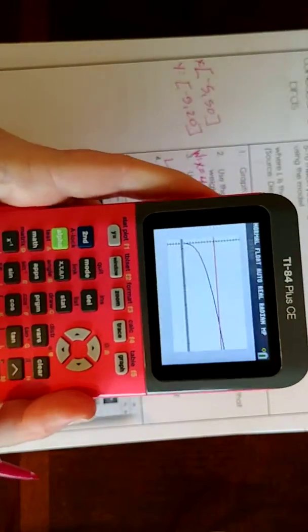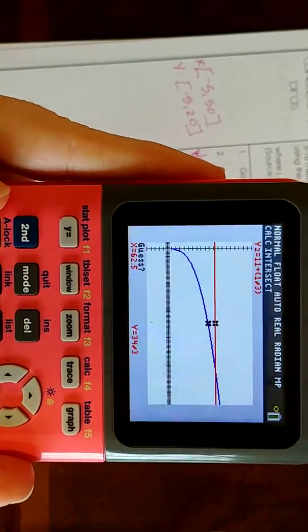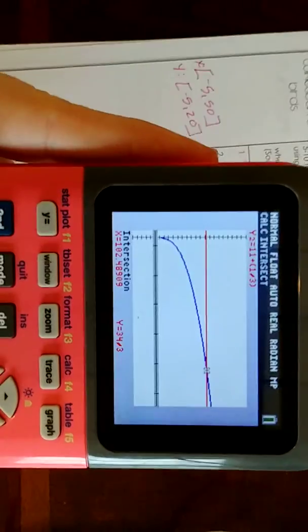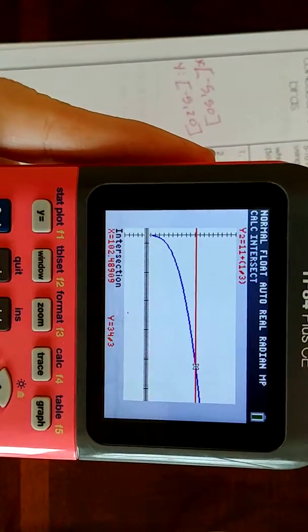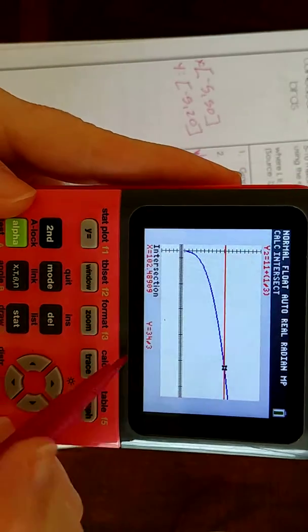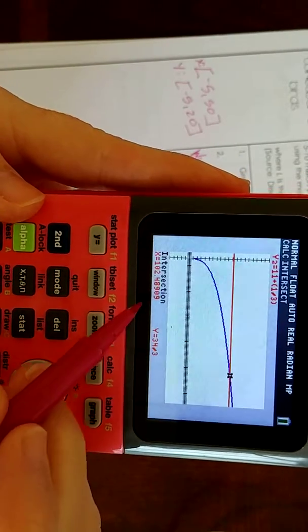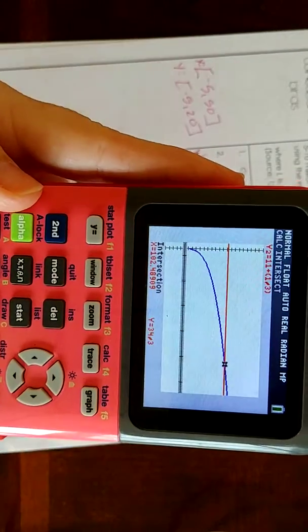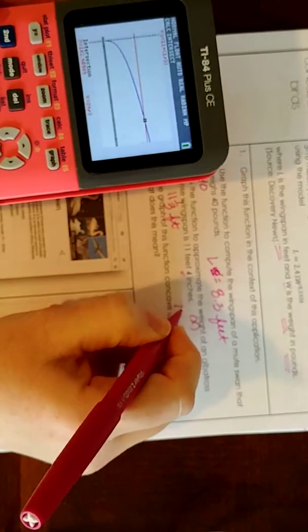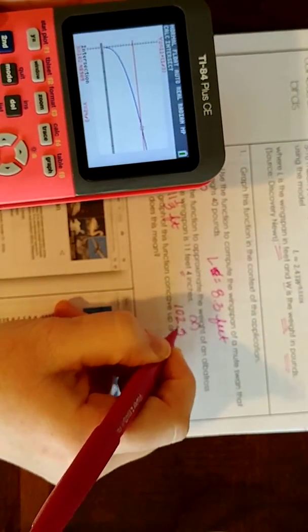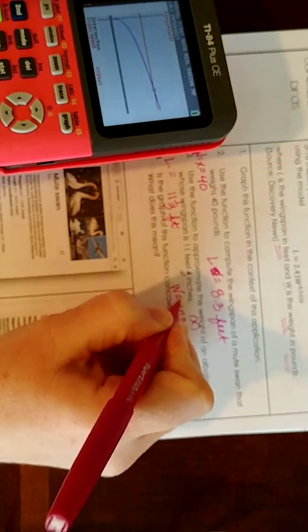Second, calc intersect, enter, enter, enter. And I get that my intersection occurs at 34 thirds, right? That's my y, at 102.5 pounds. So that's the weight of a bird that has 11 1/3 foot wingspan.